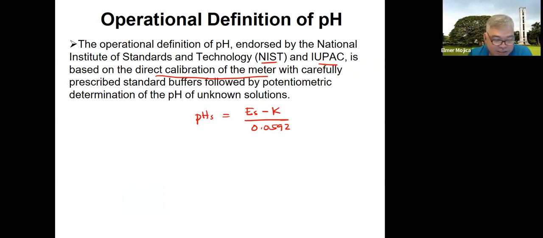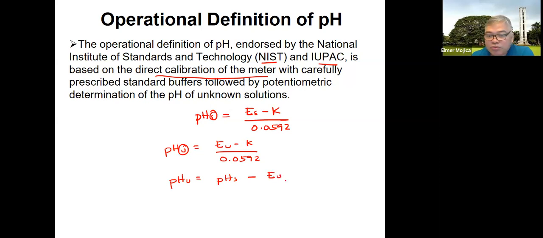So if the cell potential is, we could say, Eu, like pHu, you can have it like this. What's the difference? This is the standard and this is the unknown. If you compare them, the pH of the unknown equals the pH of the standard minus the potential of the unknown minus the potential of the standard, over 0.0592. So that is the operational definition of pH.